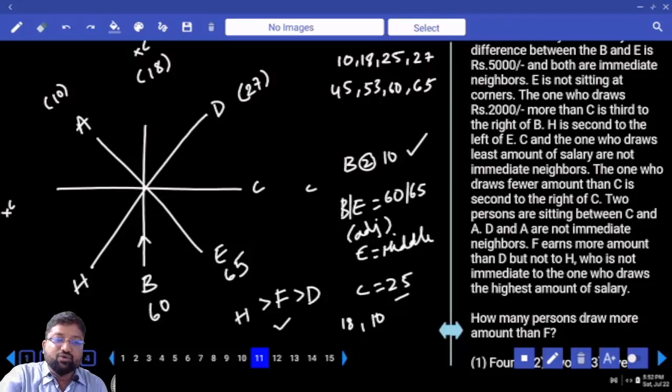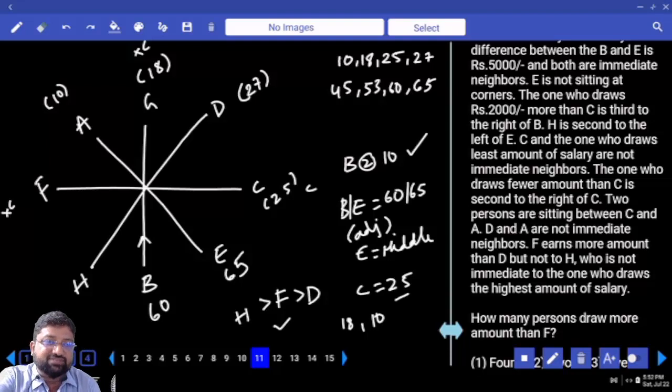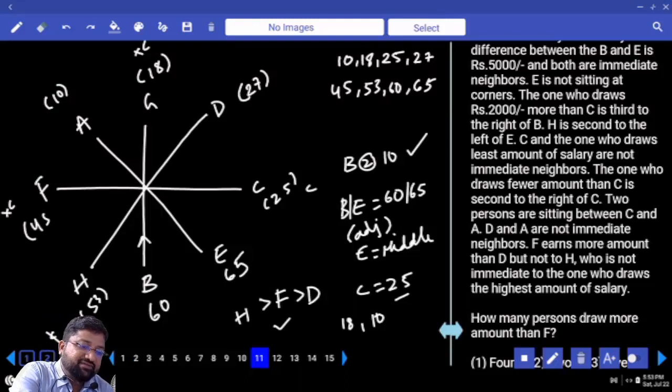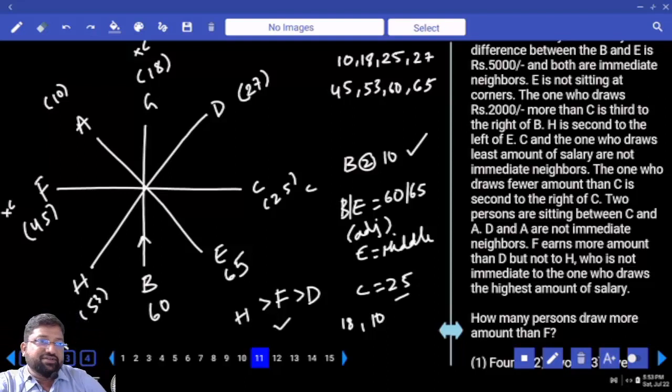F's salary is more than D's, right? Now can F be 18? No. This is F. C is how much? 25. What are the numbers that are left out? 2 numbers are left out. What are the 2 numbers? 45, 53. So who is 53? H, because H is having more salary than F. How many possibilities? Only 1 possibility. Is this clear to everyone?